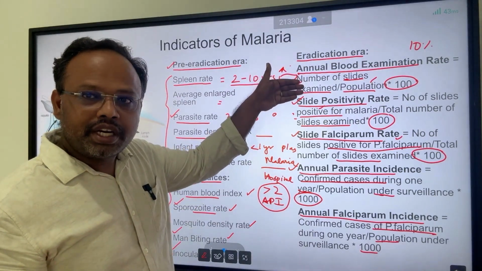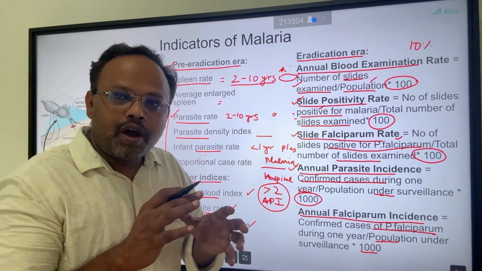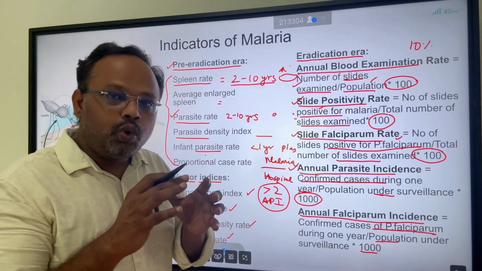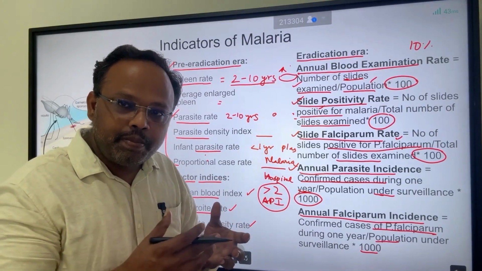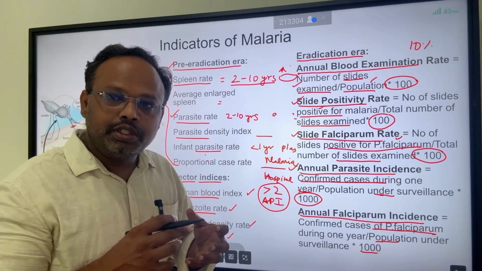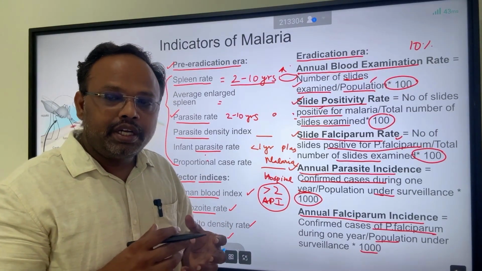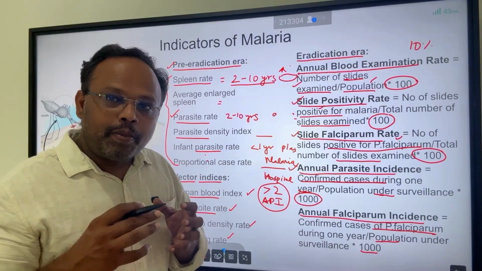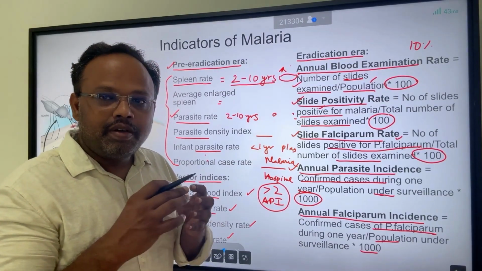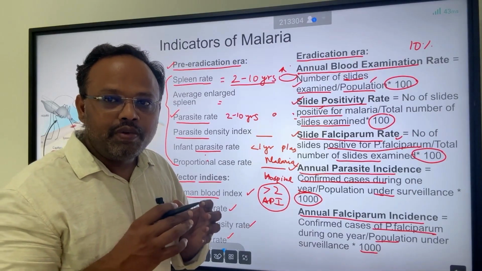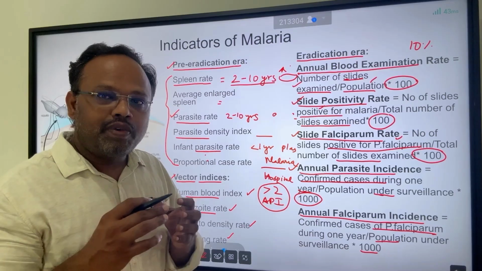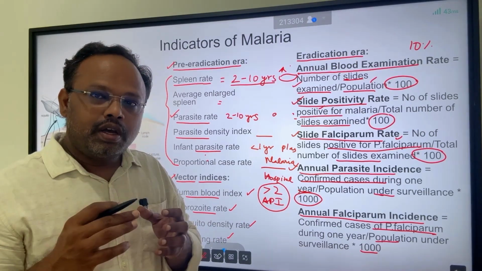Annual blood examination rate: out of the total population, how many have received the blood examination. And out of the blood examined, how many are positive is slide positivity. And out of the blood examined, how many are falciparum positive is called the slide falciparum rate. And out of the total population under survey, how many are positive for the case, with a multiplication factor of 1000, will give annual parasite incidence. And in the same way, annual falciparum incidence is calculated.